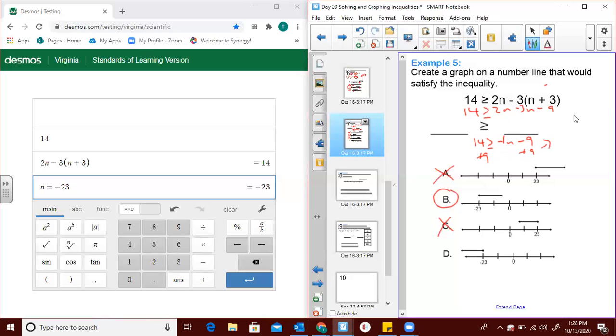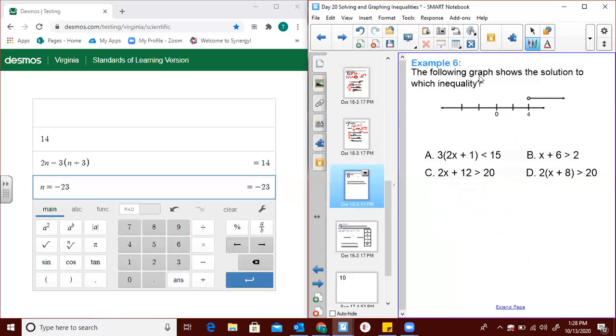Which I'm going to write over here, which would be 23 greater than or equal to negative 1n. And I divide by negative 1. And here's where I need to switch my sign. So I get negative 23. And my n is greater than negative 23.